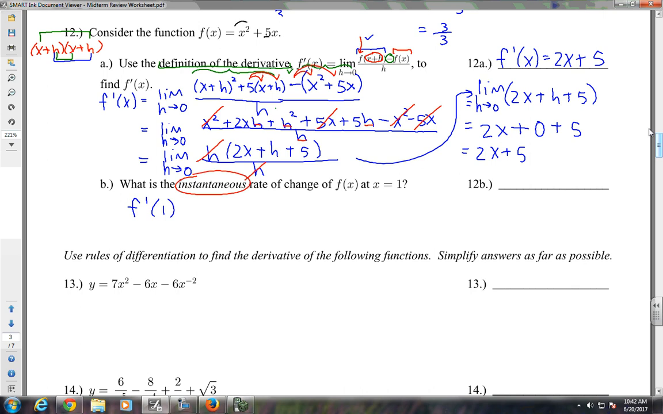Remember, f prime of x we found on part 12a. That's the derivative. It represents the instantaneous rate of change. So all I have to do is plug 1 into the derivative I calculated, and we come up with 7 for our instantaneous rate of change.